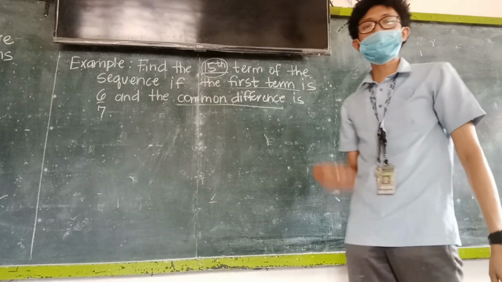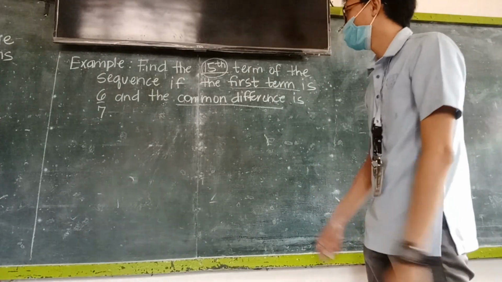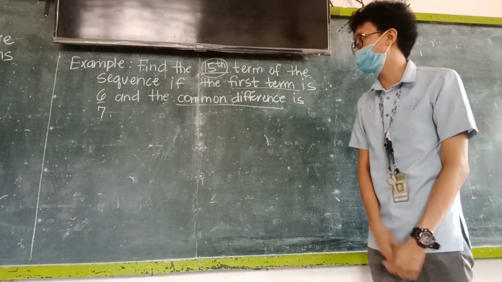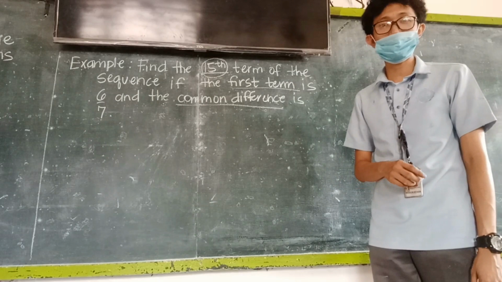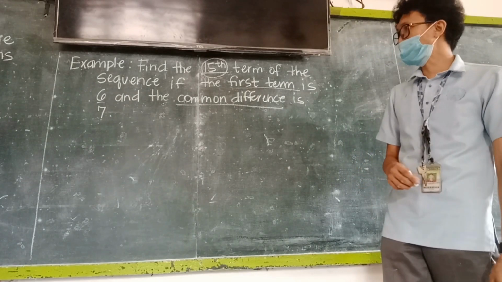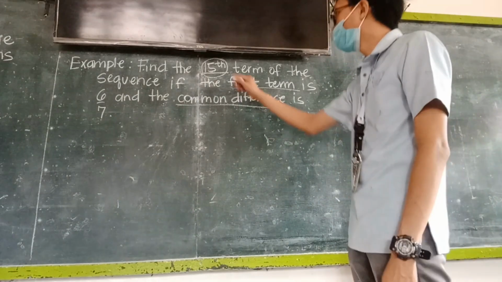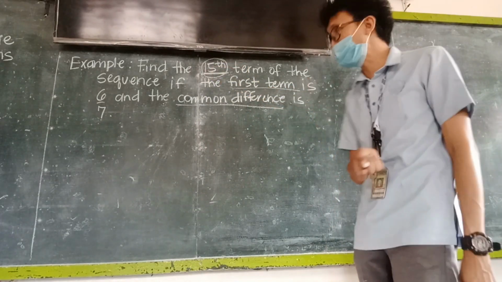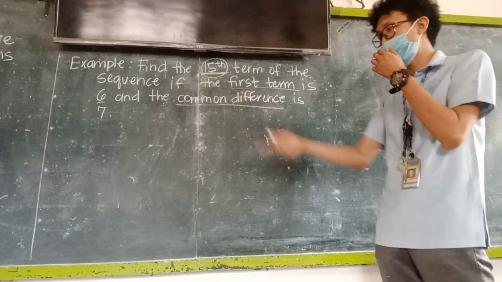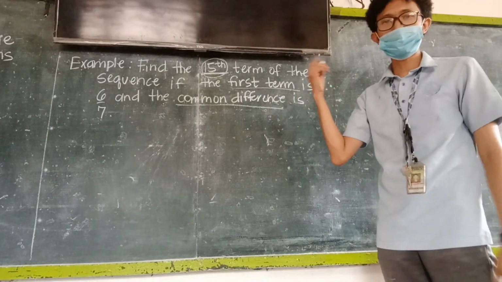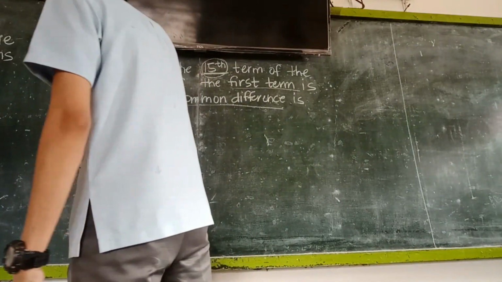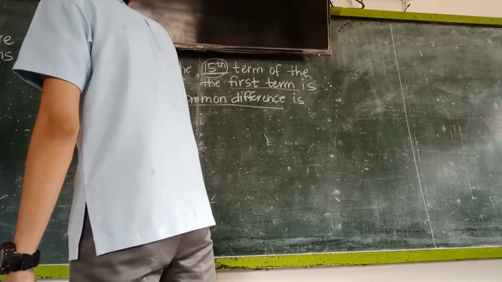So here we have an example of an arithmetic sequence. Find the 15th term of the sequence if the first term is 6 and the common difference is 7. So titignan natin yung problem. Hinahanap daw natin yung 15th term ng arithmetic sequence na may first term na 6 at may common difference na 7. So bago natin siya isa-solve, isusulat muna natin kung ano ang ating given.